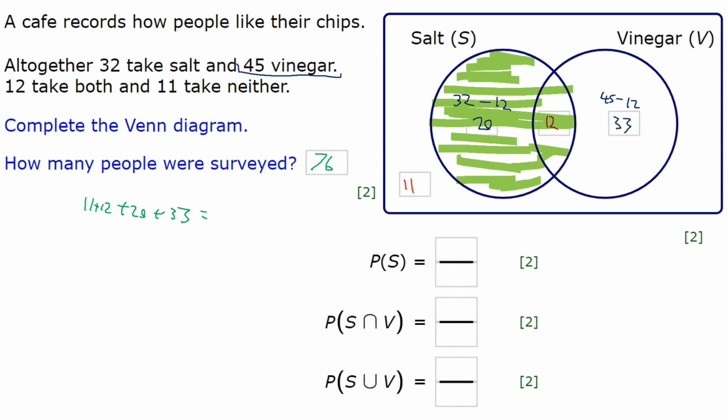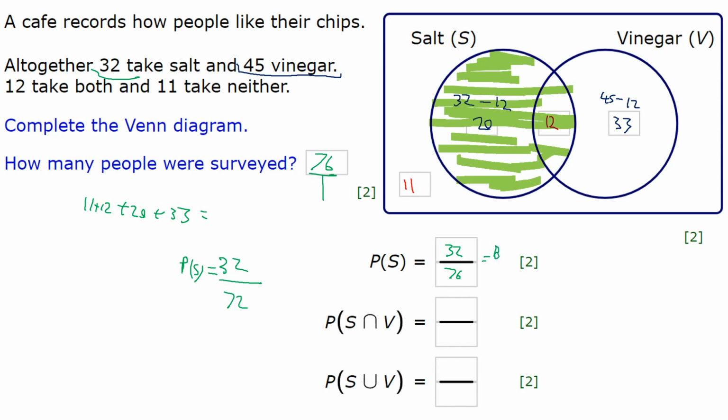So the probability of S is equal to, how many are there in total? There's 32. So 32, and how many are there in total? 76. So the answer is 32 over 76. If you want, you can indeed simplify the fraction. With probabilities, you don't have to, but if you want to, you can simplify that to be 8 over 19.